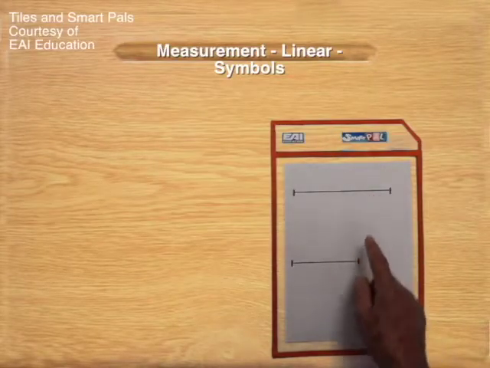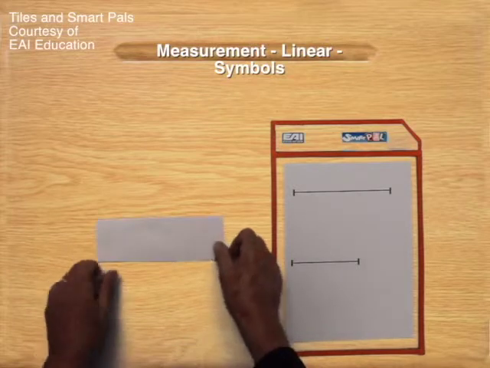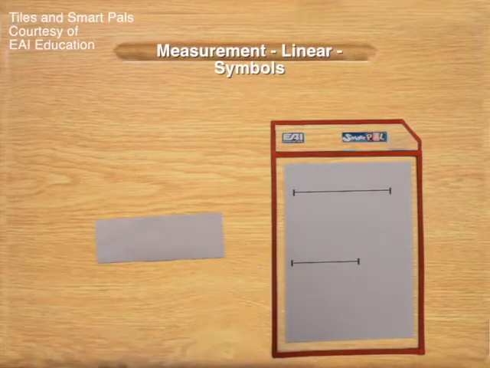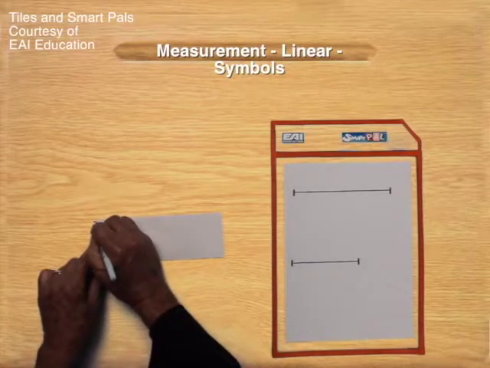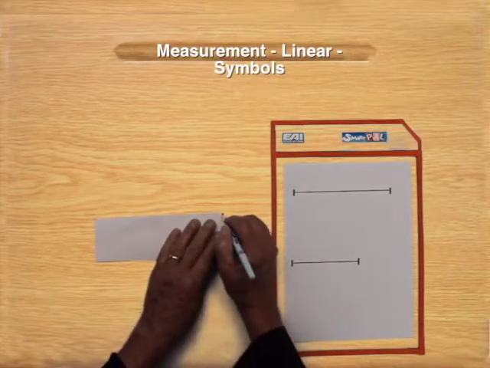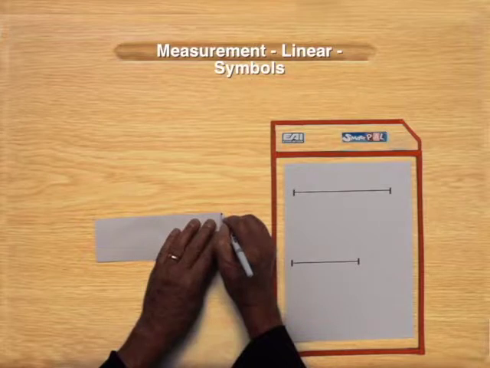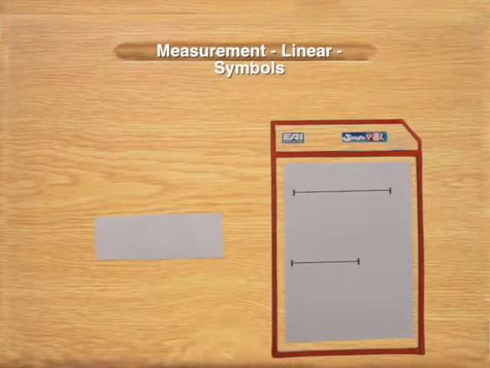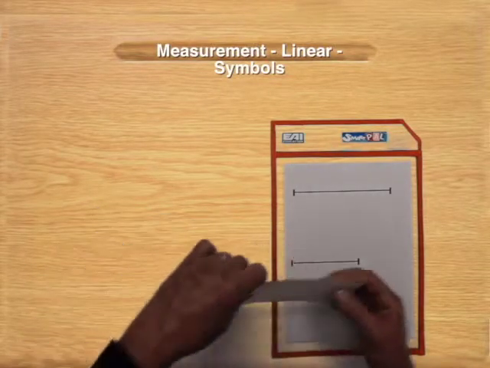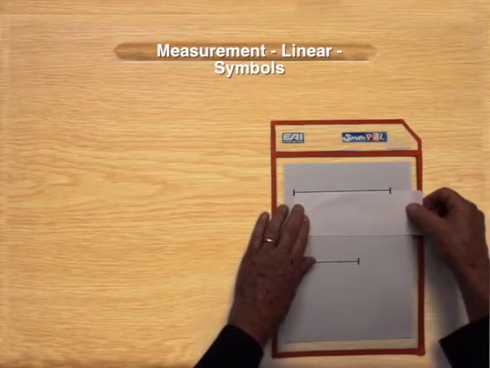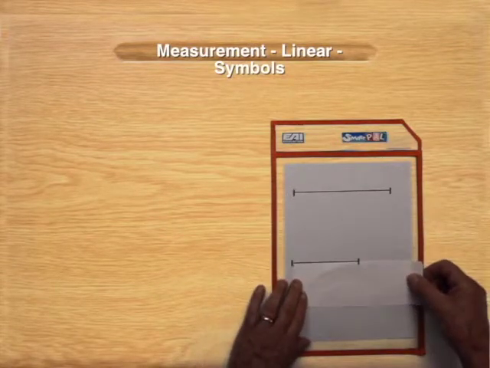We want to measure these two line segments, and we want to have this as our unit of measure. Our unit of measure begins here, and it ends here. Now we can see that our unit of measure is larger than each of our line segments.